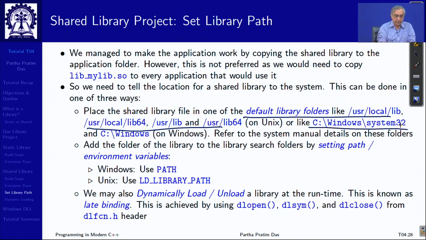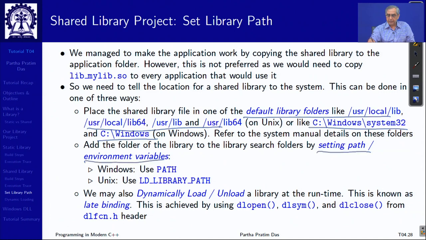On Windows, these are typically the Windows System32 or Windows folders. Okay. So, one is to place them in the defaults, the other is to set a path or an environment variable. There is a PATH variable in Windows, there is LD_LIBRARY_PATH in Unix. You can just, once in your system, set that to a folder where you expect your .so or .dll binaries to be put, and they will be found there.